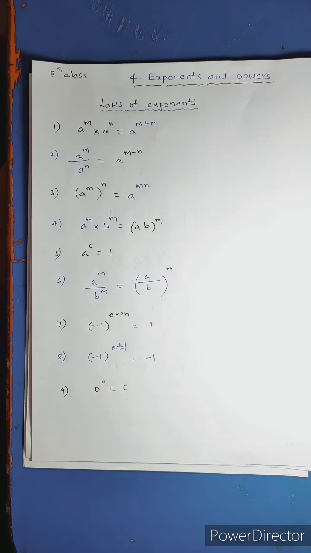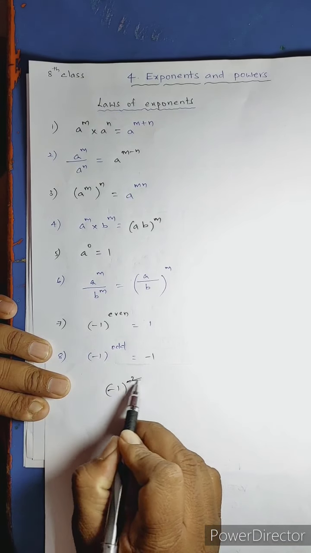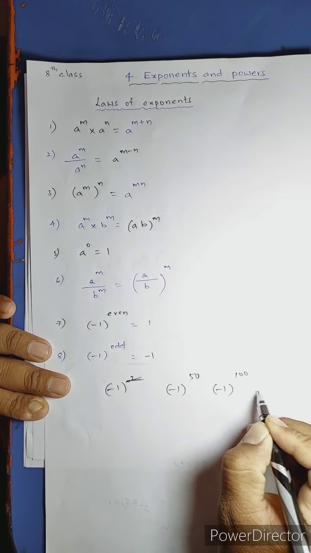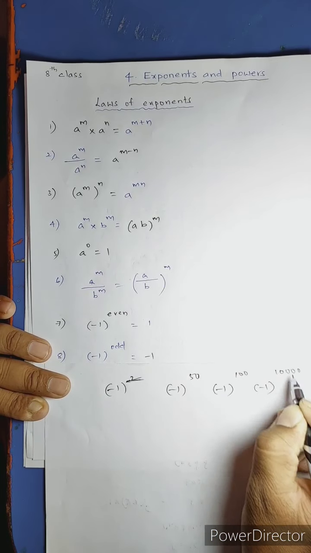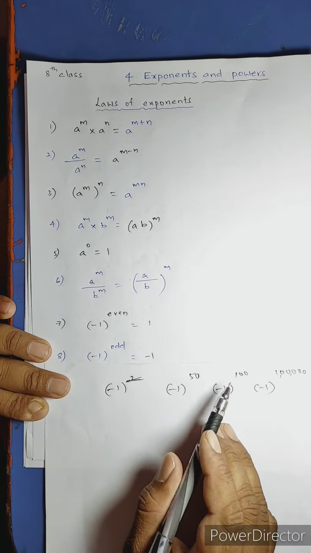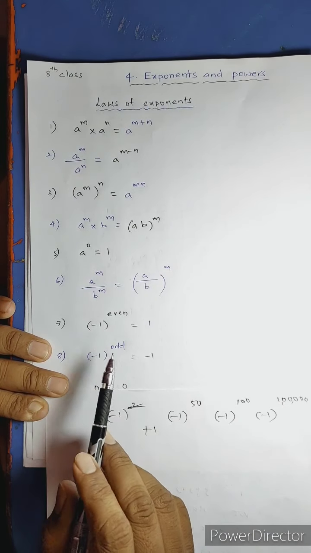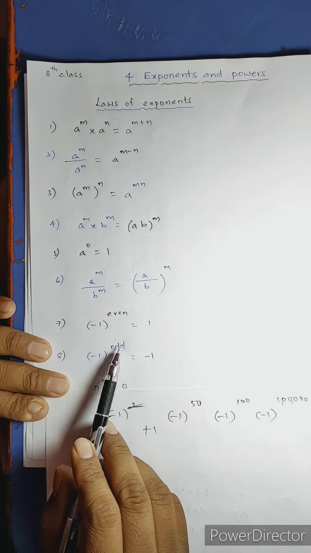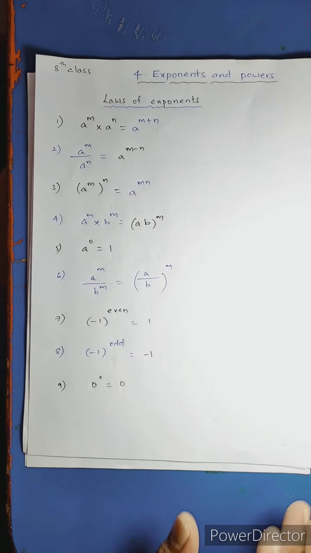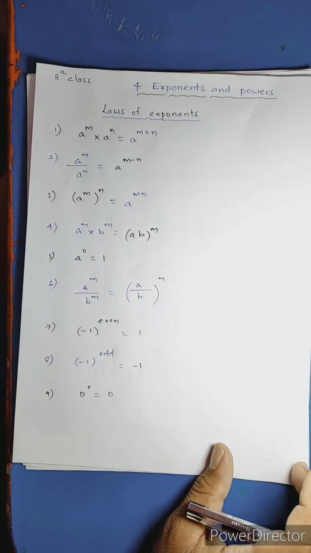Now the seventh one: minus 1, an even number of times, minus 1 2 times, or 50 times, 100 times, a lakh times, a crore times. When minus 1 power is an even number, then the answer is plus 1. When minus 1 power is an odd number, then the answer is minus 1. These are very important to solve problems on exponents and powers.